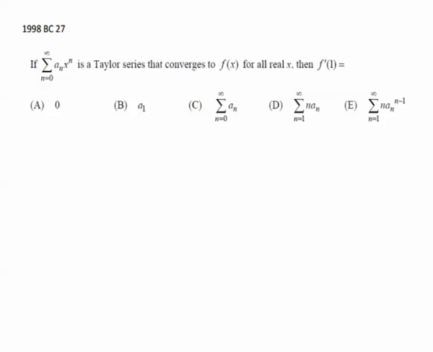Okay, 1998 BC 27. If the sum from n equals 0 to infinity of a sub n x to the n is a Taylor series that converges to f of x for all real numbers, then what is f prime of 1?